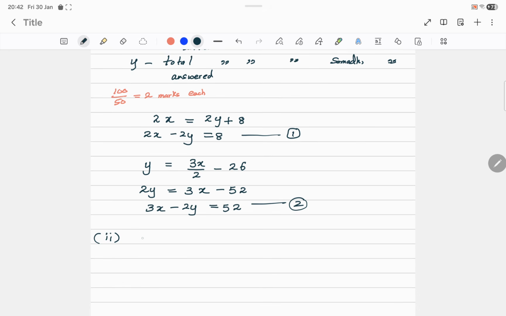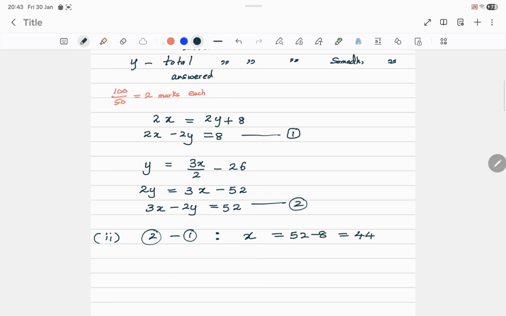So how to solve this? You can use the elimination method or substitution. Elimination is easier. So equation 2 minus equation 1 is better, no? Which will give me, y's cancel out, you get x. 52 minus 8, so x is equal to 44. So that is the number of questions Amadhi answered.